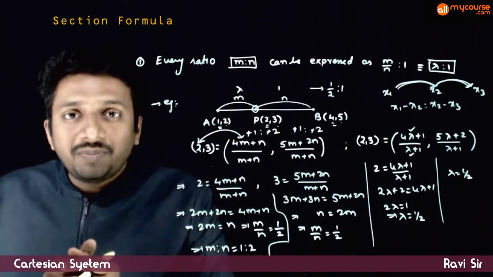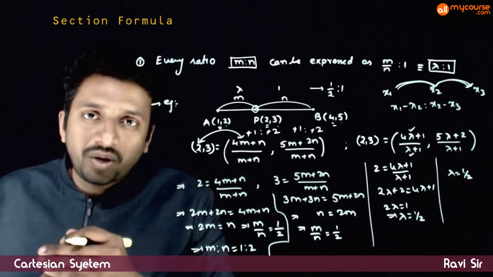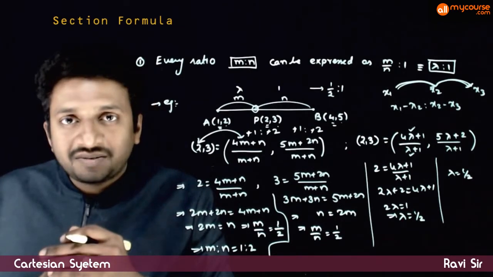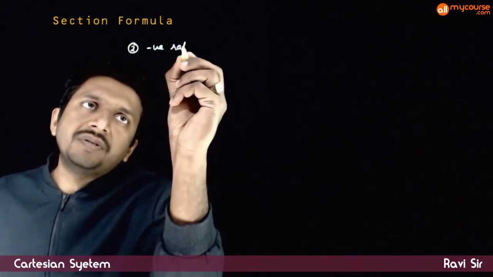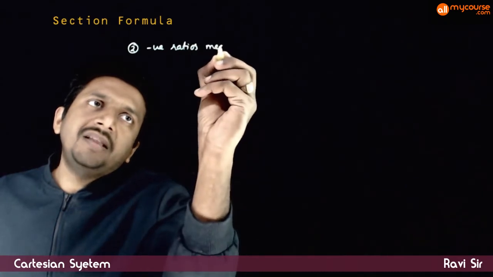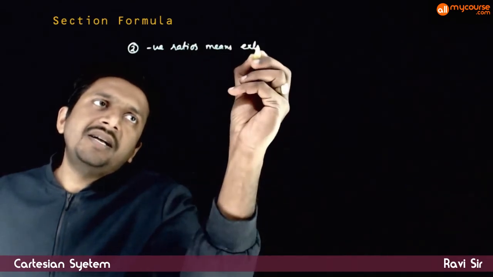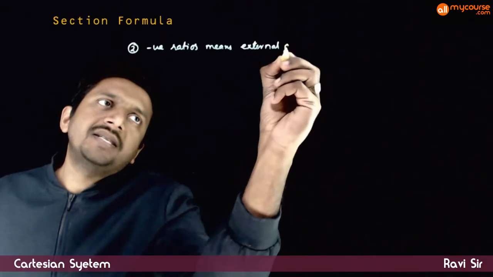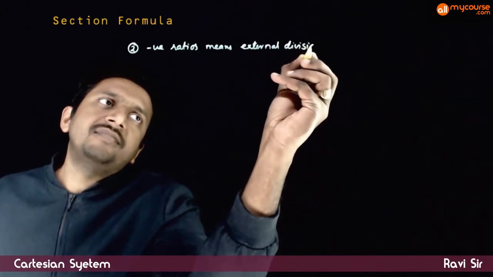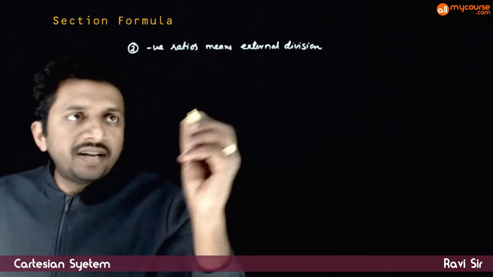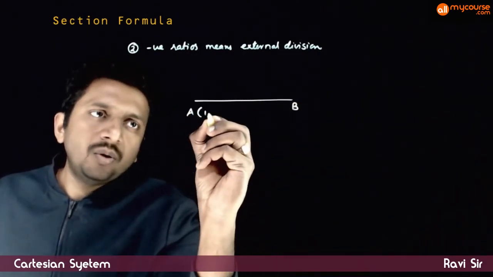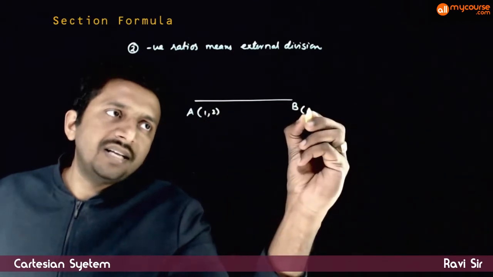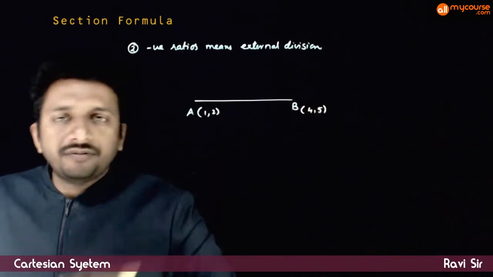So what's the first point? M is to n ratio can be assumed as lambda is to 1. You get the same answers. The next point is that negative ratios mean external division.